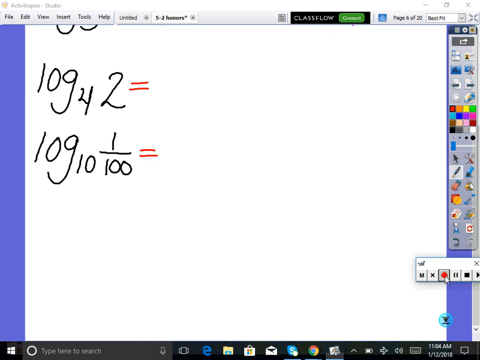Okay, what did you get for the first one? Log to the base 4 of 2 equals 1/2. Log to the base 10 of 1 over 100 equals -2. Do we need to go over either of those? Both of those? Yes. Yeah, of course.